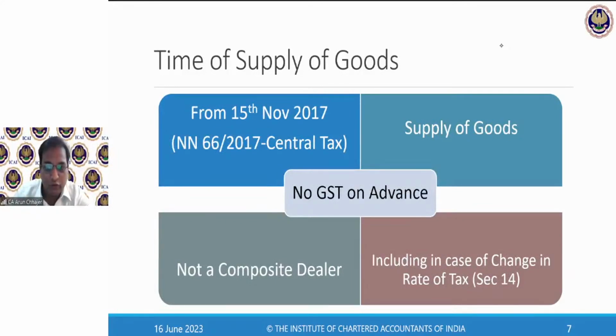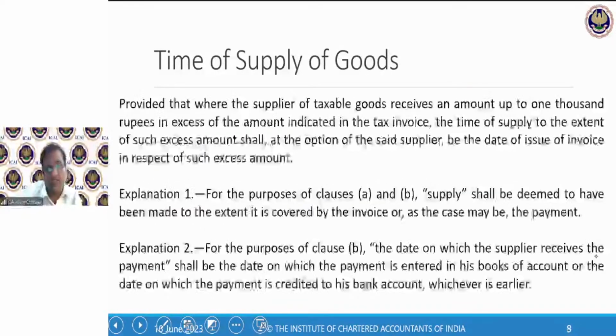When he is supplying the goods on cash sale, Darshan, it is immaterial whether you are making the sale on cash or credit. The provision would remain the same. If you are making the supply of goods on cash basis or on credit basis, it doesn't matter, the provision would remain the same.